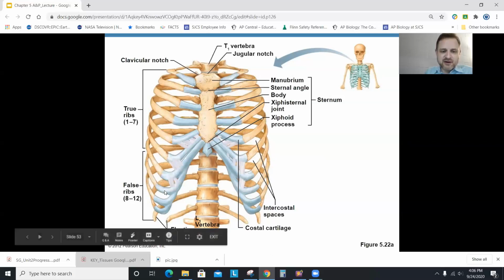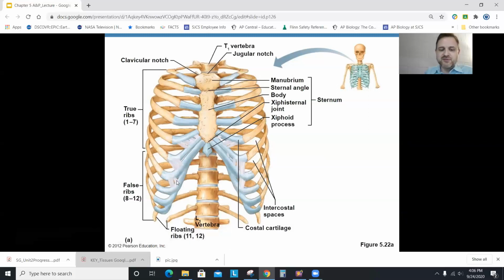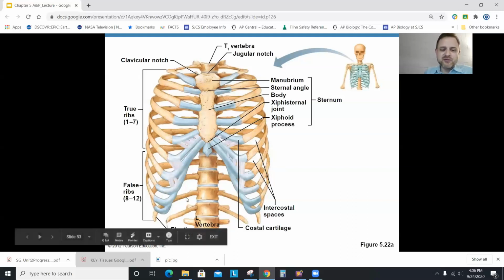It has the cartilage, but it connects to cartilage from a true rib. So false ribs don't directly articulate to the sternum. And your floating ribs, like back here, they don't attach to the front at all. They're not really floating. They attach to your vertebra, but they're not attaching to the cartilage or your sternum in any way. So true ribs, then false ribs, then floating ribs.